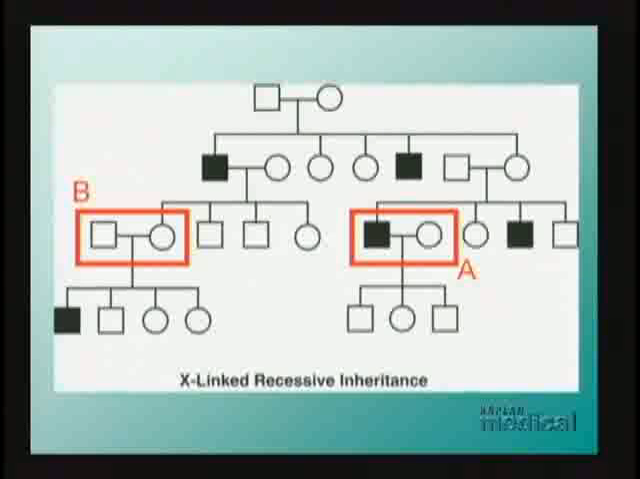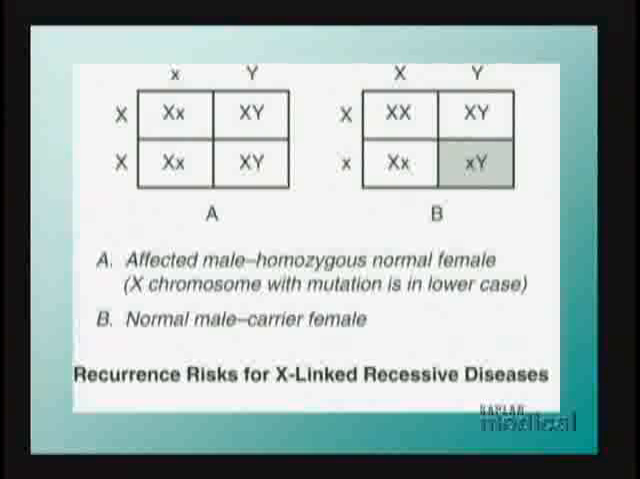You may see test questions that ask you to make predictions about the children of such couples, and the Punnett squares that make those predictions are shown on this screen. The highest yield one, in my opinion, is Punnett square B on the right side of your screen at the top. This was the situation in which the father was normal and the mother is a heterozygous carrier. In this particular example, since we're talking about an X-linked recessive disease, the lowercase x represents the mutation in this case.